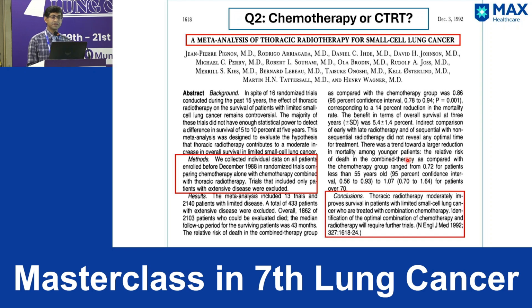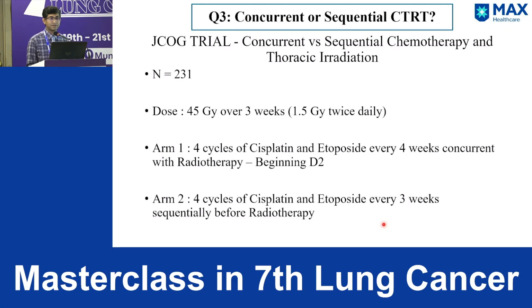The second question, should we go for chemotherapy or not? Does concurrent chemotherapy give benefit or not? There is a meta-analysis which included more than 2000 patients that showed that adding concurrent chemotherapy gives almost a 5.4% 3-year overall survival benefit. The conclusion was that thoracic radiation moderately improved survival in patients with limited stage small cell lung cancer who are treated with combination chemotherapy. So yes, concurrent chemotherapy is needed.